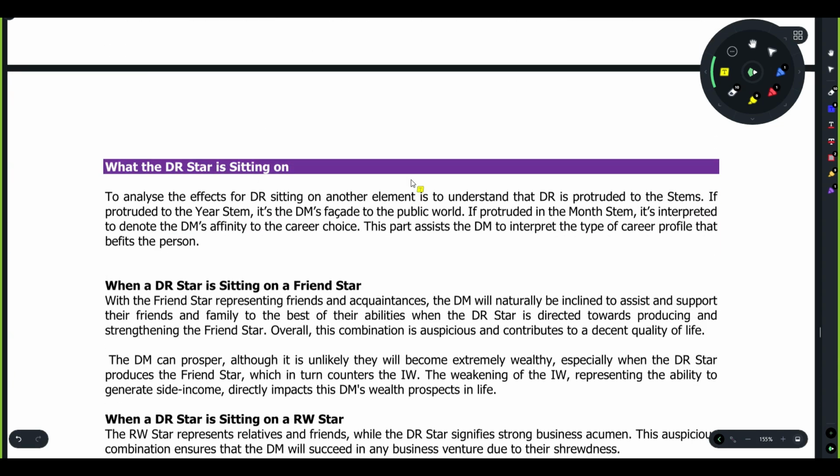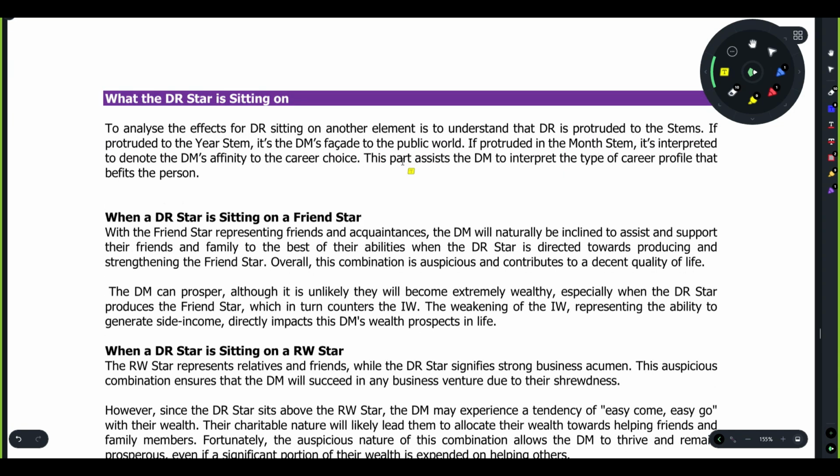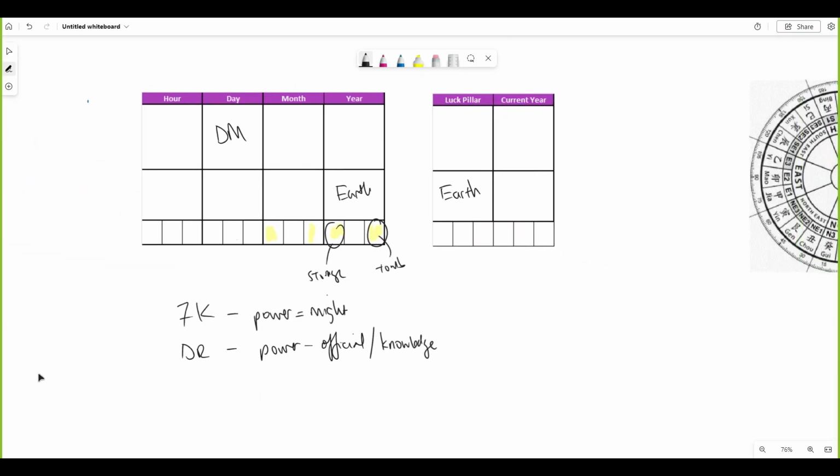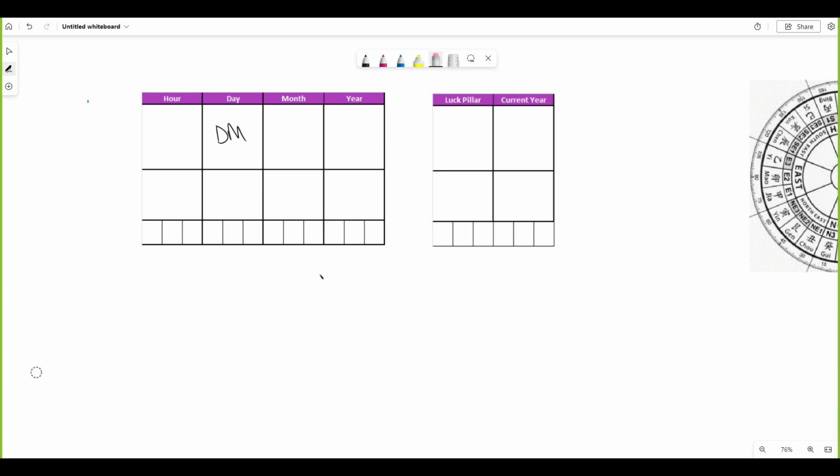Okay, so now let's move on to the next part where we look into the direct resource sitting on. Now, for the direct resource to be sitting on, it would then indicate that direct resource is on the steps. That means we are referring to direct resource being on the steps. So the direct resource is either here or either here. So therefore, we're looking to direct resource sitting on. Now, sitting on what now?